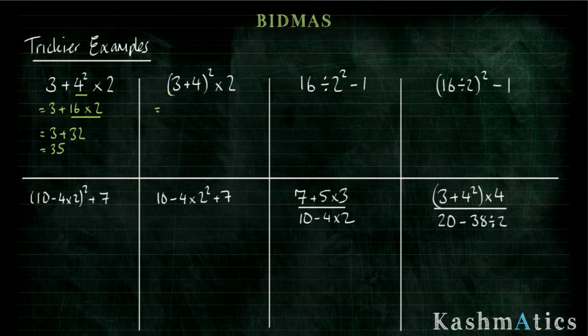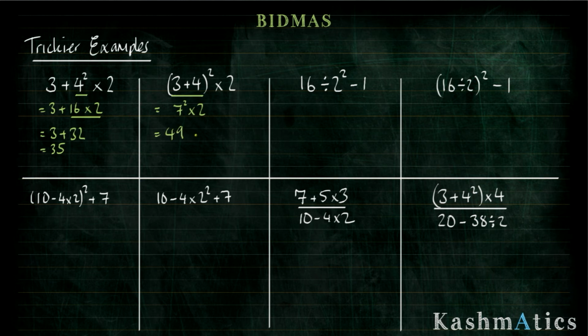Next example. Are there any brackets? Yes, there is a set of brackets. So 3 plus 4 makes 7. So that becomes 7 squared multiplied by 2. Now that we've sorted out the brackets, let's go and see if there's any indices. Yes, there are. 7 squared.